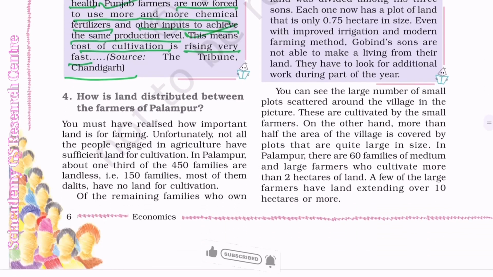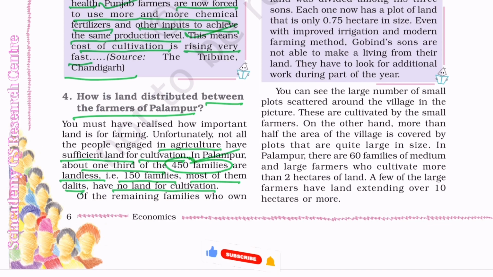How is land distributed between the farmers of Palampur? You must have realized how important land is for farming. Unfortunately, not all the people engaged in agriculture have sufficient land for cultivation. In Palampur, about one third of the 450 families are landless. That is, 150 families, most of them Dalits, have no land for cultivation.